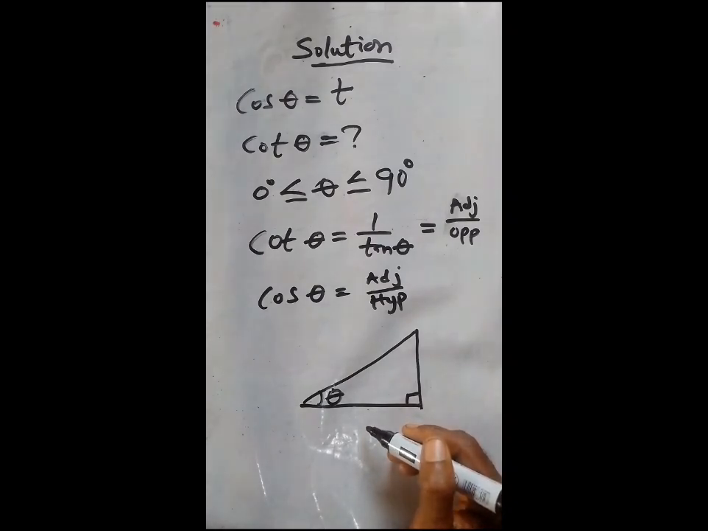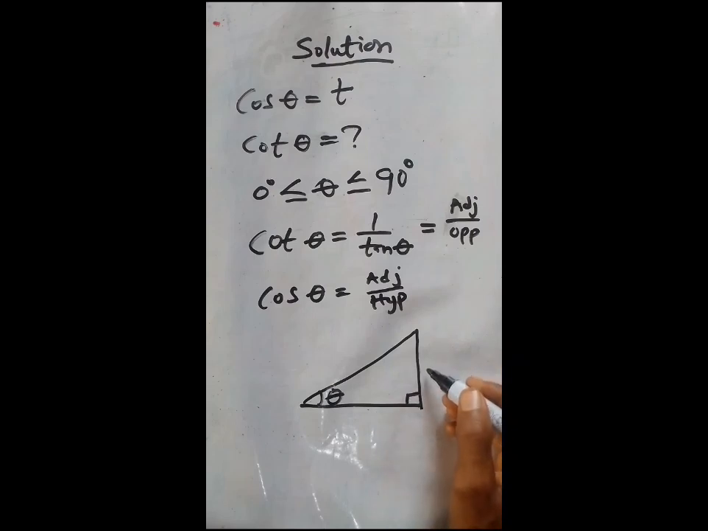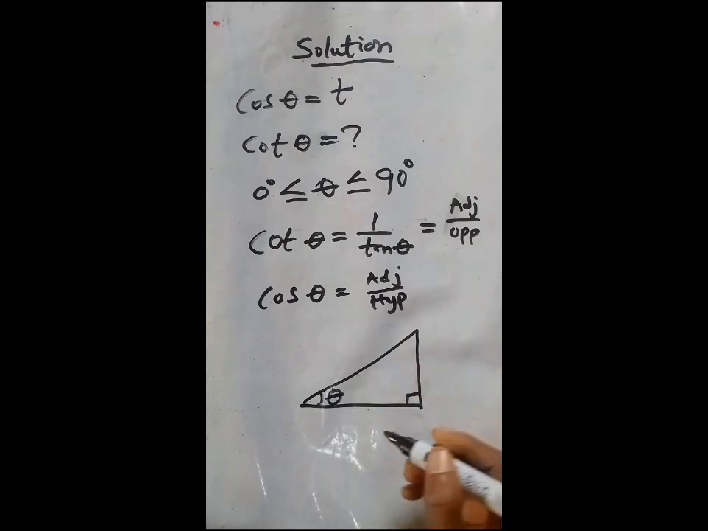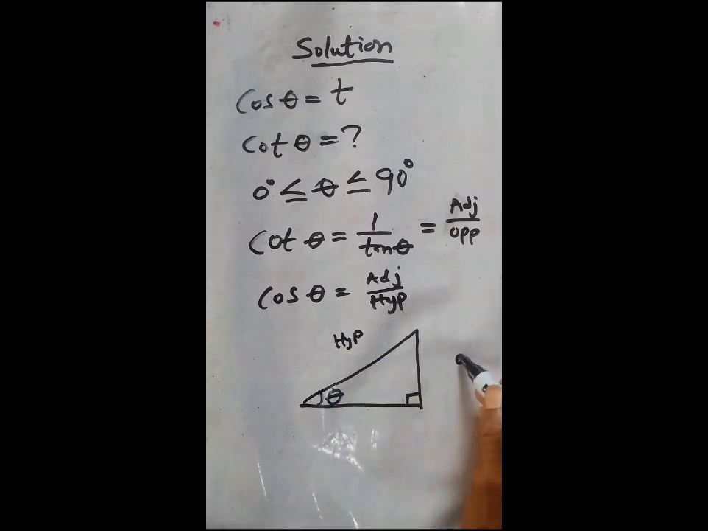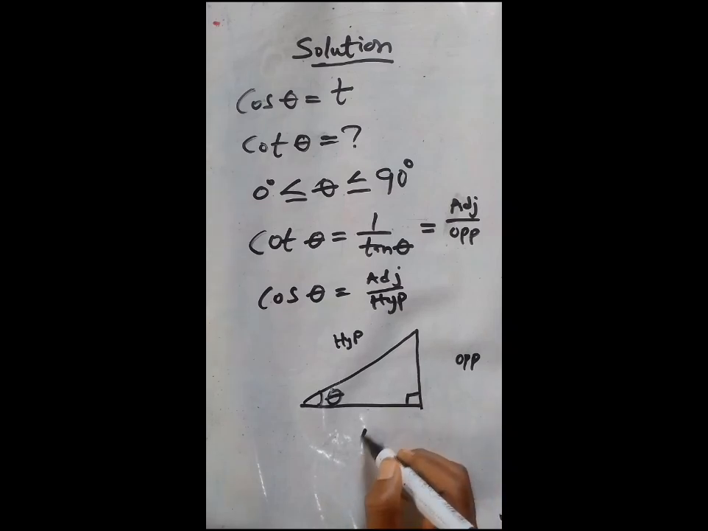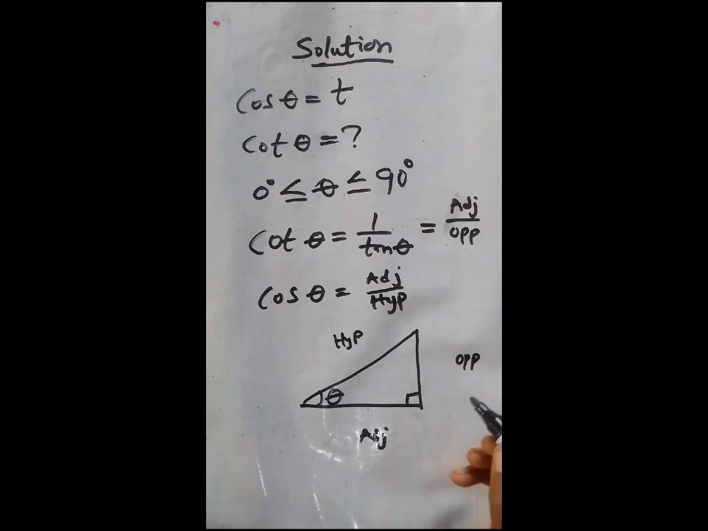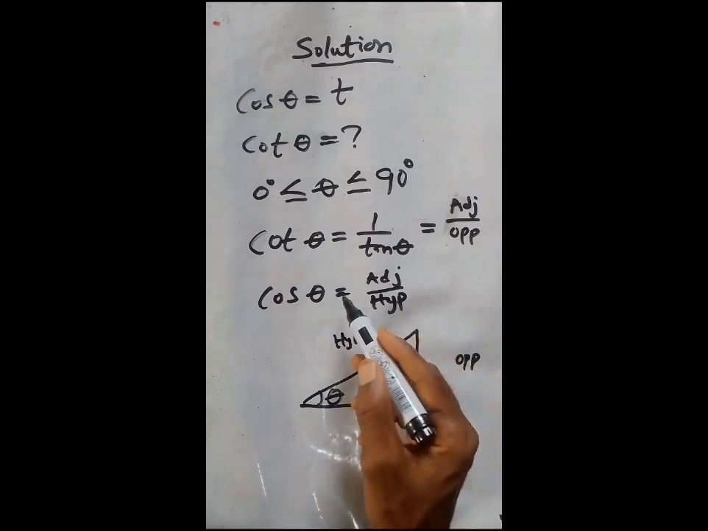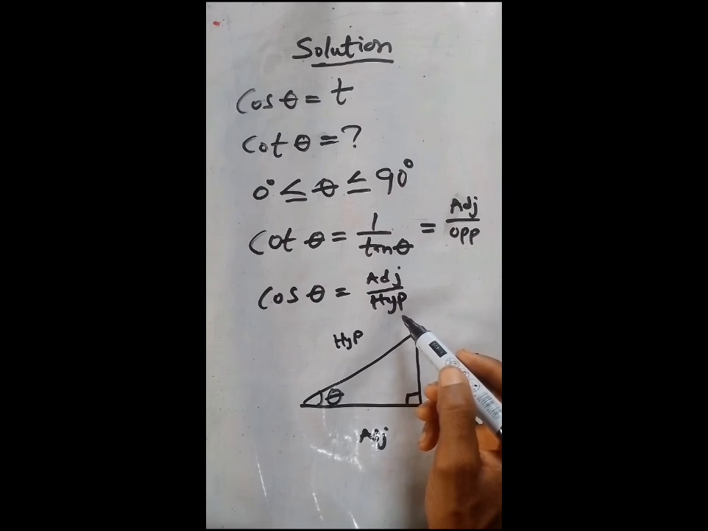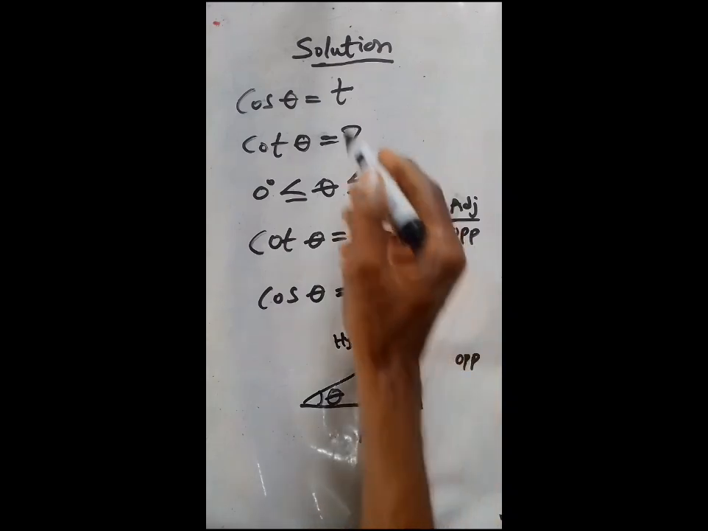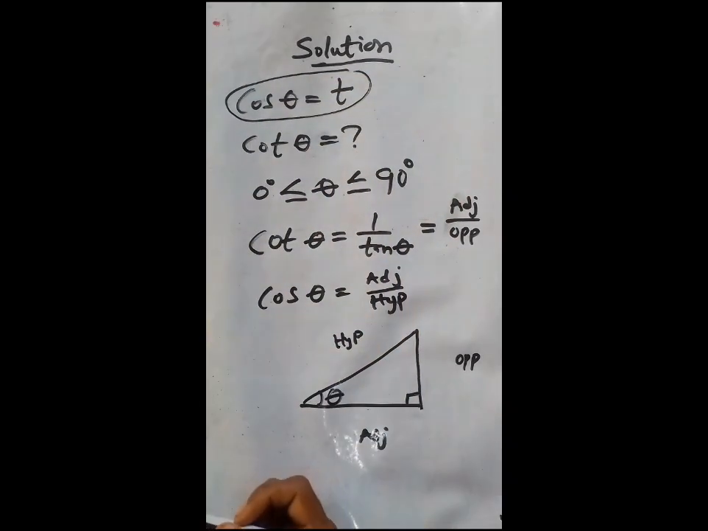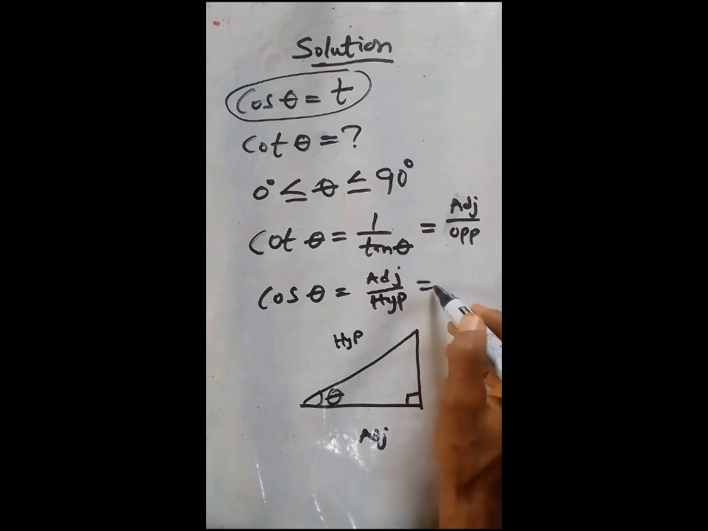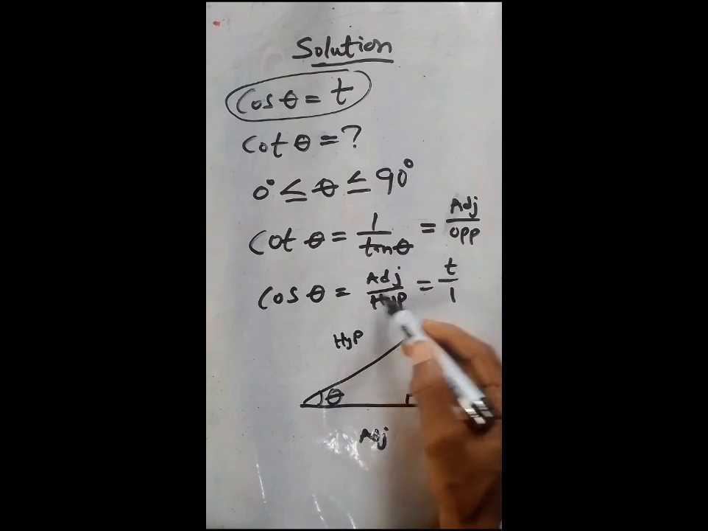Now if you look at our right angle triangle with angle theta, you see the adjacent, opposite, and the hypotenuse. The side opposite to the angle is the opposite side. The longest side is the hypotenuse. The side between the angle and the 90 degree is the adjacent side. Now the cos that is given to us is adjacent over hypotenuse, so that would be t over 1.